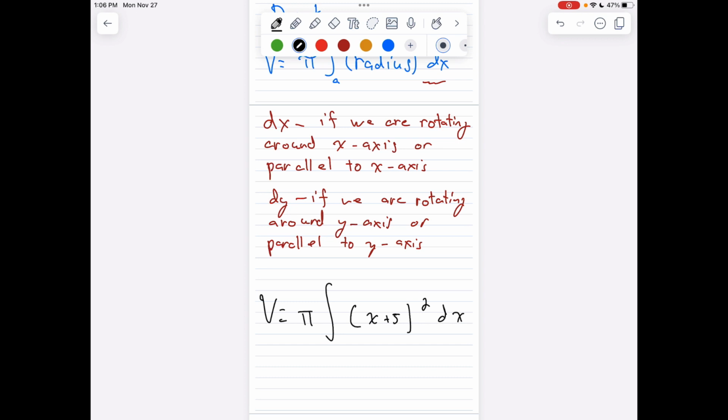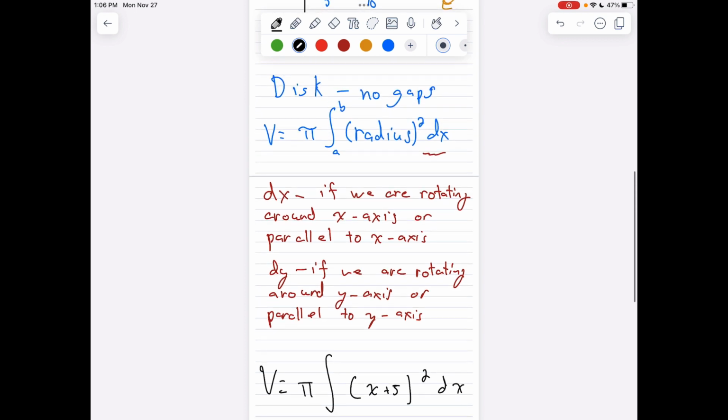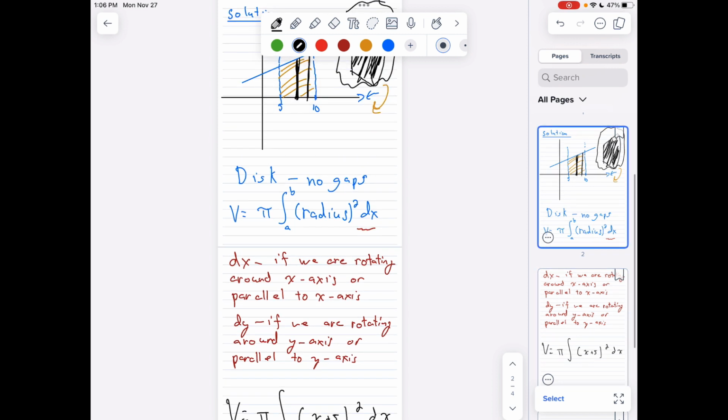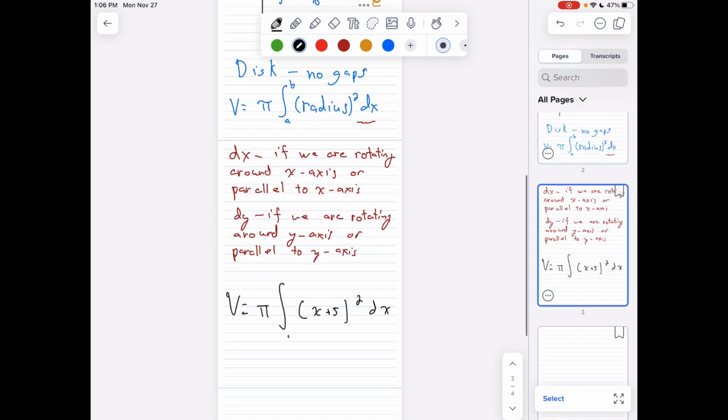And this would be dx because we're rotating around the x-axis. And what are my limits of integration here? Well, the limits of integration are from 5 to 10. They're x values, so it's from where you start to where you're finishing. So 5 to 10, and that would be it right there.